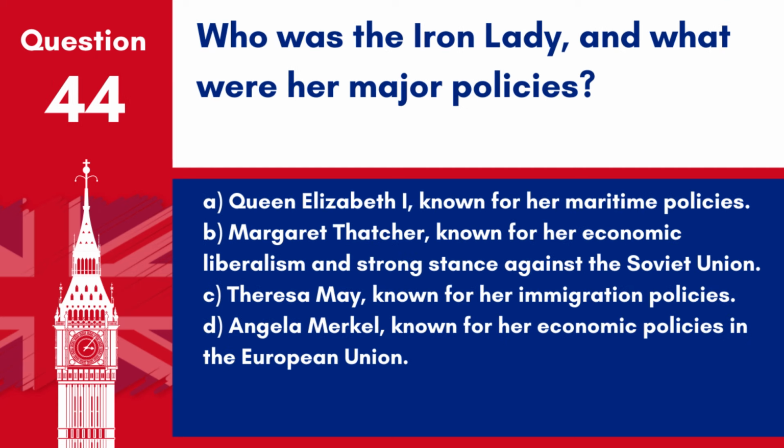Question 44. Who was the Iron Lady, and what were her major policies? A. Queen Elizabeth I, known for her maritime policies. B. Margaret Thatcher, known for her economic liberalism and strong stance against the Soviet Union. C. Theresa May, known for her immigration policies. D. Angela Merkel, known for her economic policies in the European Union.